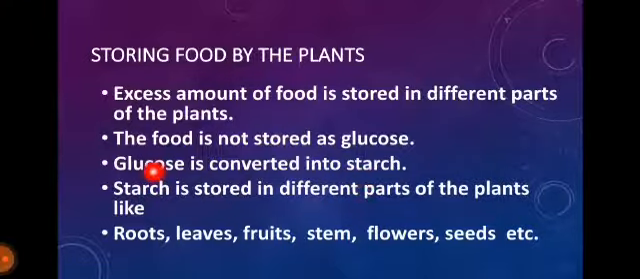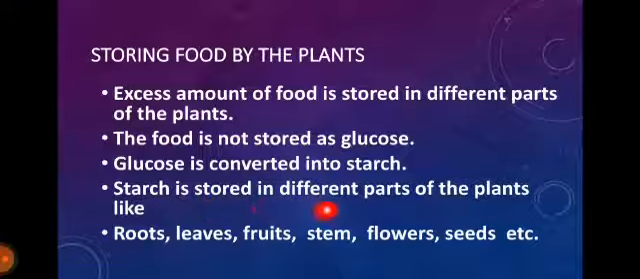Okay, glucose is the food of the plant that is prepared during photosynthesis, and the excess, the remaining amount of this glucose, is converted into starch, and then the plant stores this starch in different parts. Some plants like carrot and radish store this food in their roots. Some plants store this food in the leaves. Similarly, some plants store this food in their fruits.